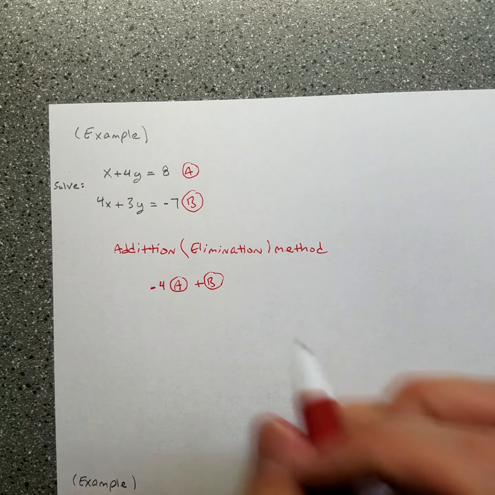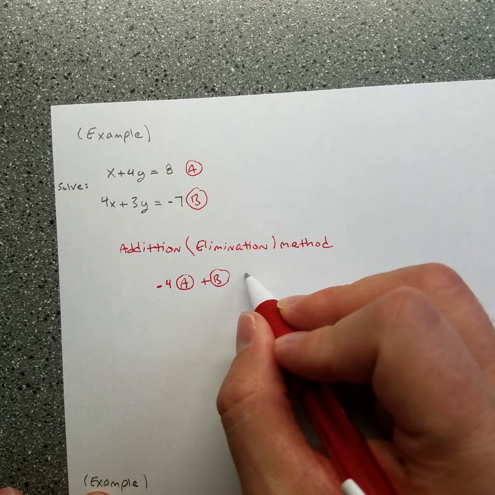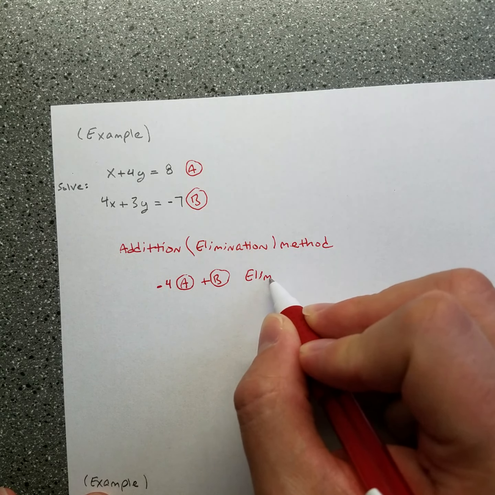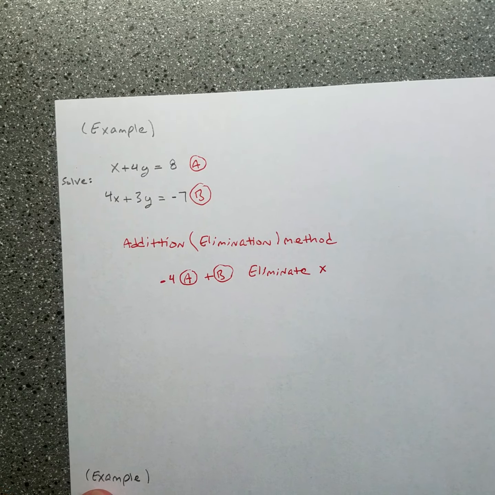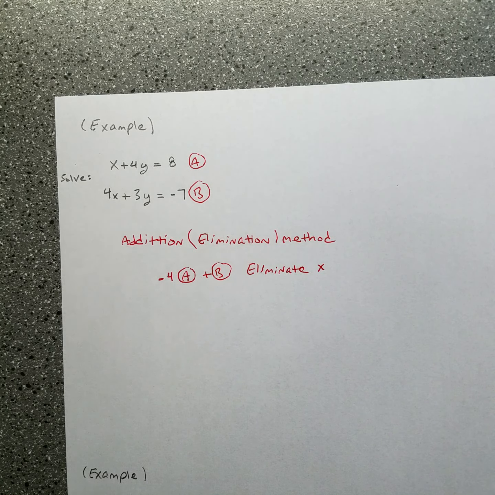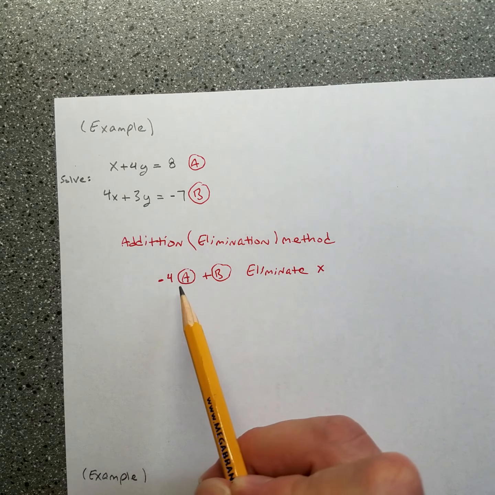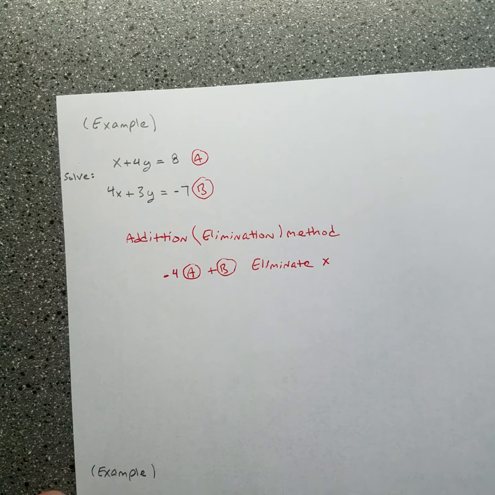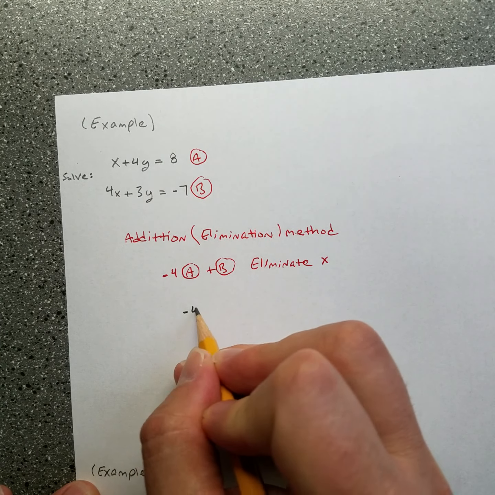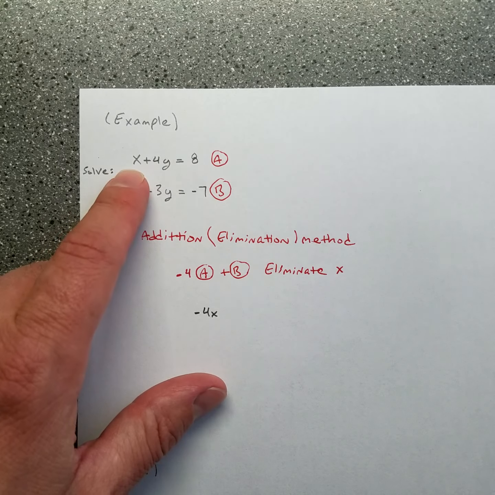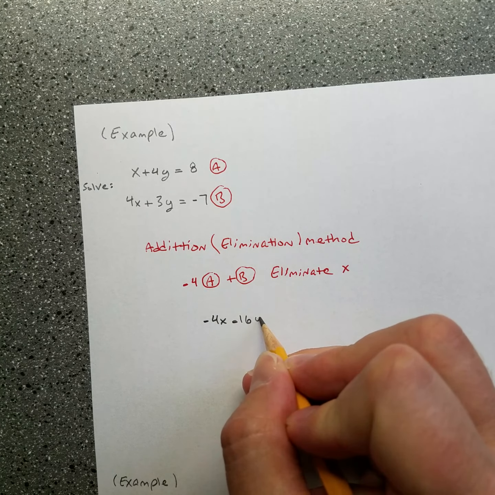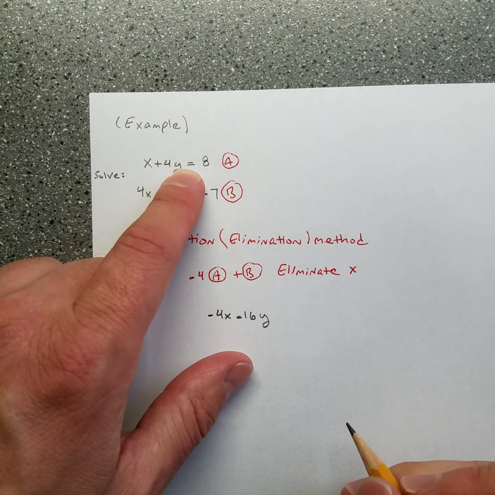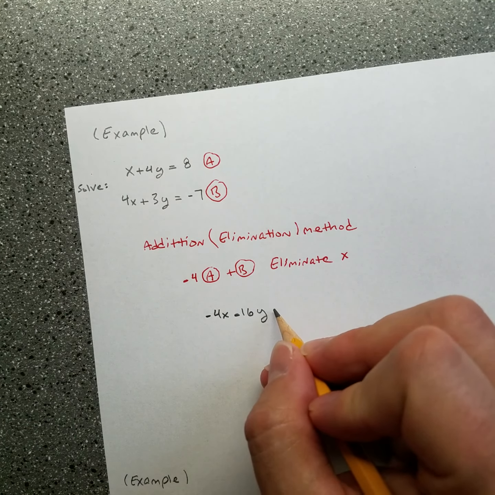So, now if I do this, that will eliminate the variable x. Now here's how. Look at this. Say you take equation A and you multiply by -4. What's that going to look like? It'll say -4x minus 16y equals -32.